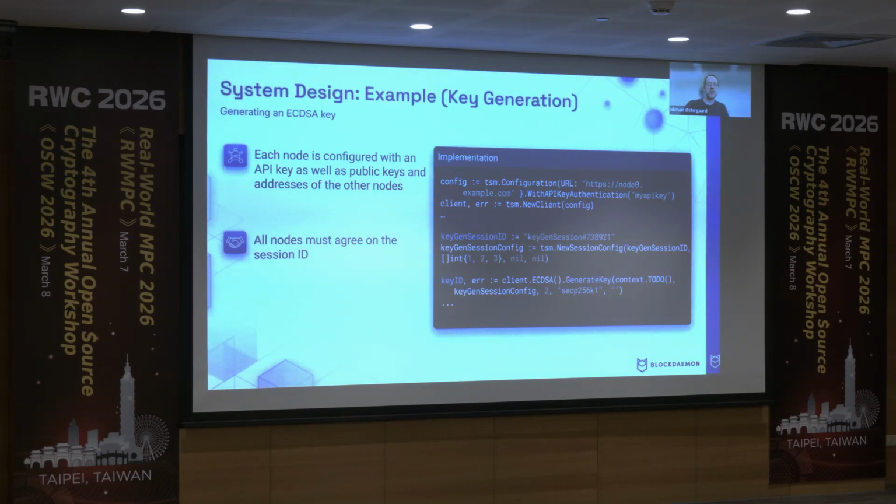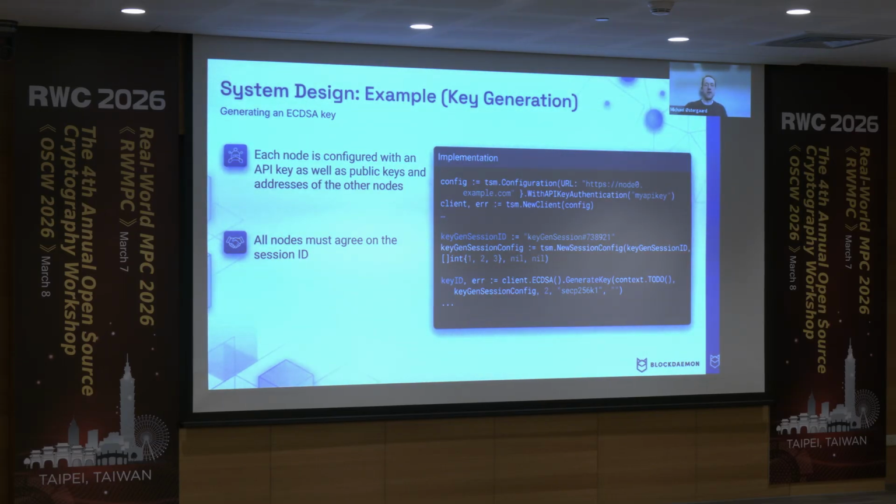Yeah, thanks, Jakob. So what better way is there to see what you can do with the SDK than look at some code examples? Here's an example from the Go SDK, how you actually use this product. There are some assumptions. First, you configure the nodes. They are configured with an API key, so you can access them through the SDK. They are also configured with public keys and addresses of the other nodes so they can talk to each other. And then you basically agree on a session ID to run an MPC session. In this case, it's key generation.